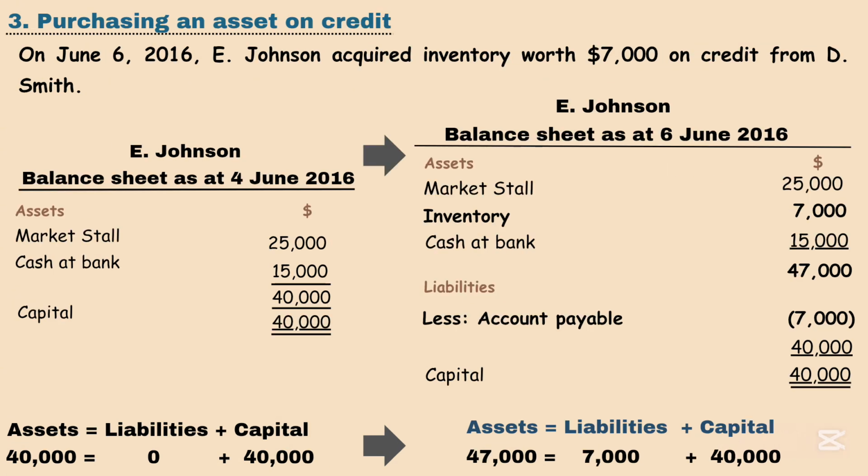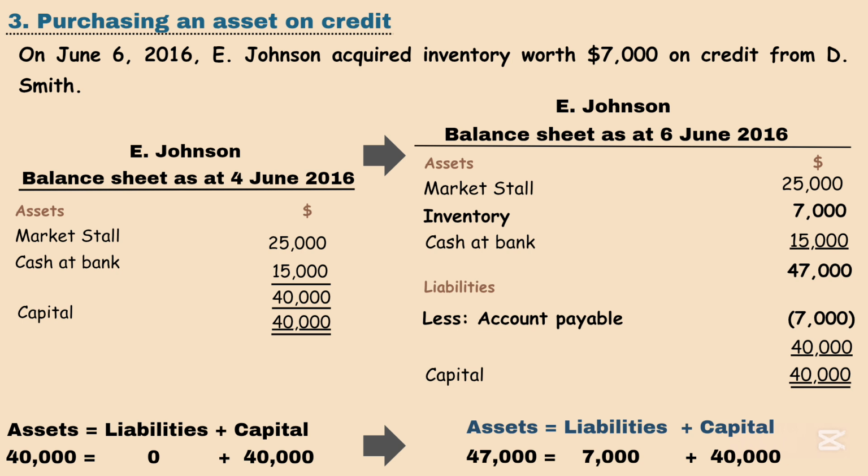Purchasing an asset on credit. On June 6, 2016, E. Johnson acquired inventory worth $7,000 on credit from D. Smith. In the previous transaction, June 4th, E. Johnson purchased a market stall for cash, which only changed the format of assets but not the total value.